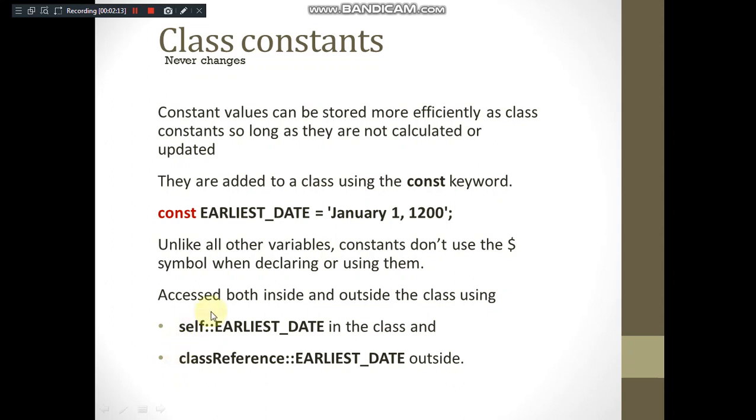Class constants can be created. These values can be stored more efficiently as class constants so long as they are not calculated or updated. They are added to a class using the const keyword. So these are the class constants. That is the difference. Again, it is accessed with self or the class reference and the name of the constant. Here one thing you can observe, by programming convention, is that all the letters should be in uppercase only. So we have used the same concept in the case of normal constants also, and that is applicable for class constants also, which are never changing.